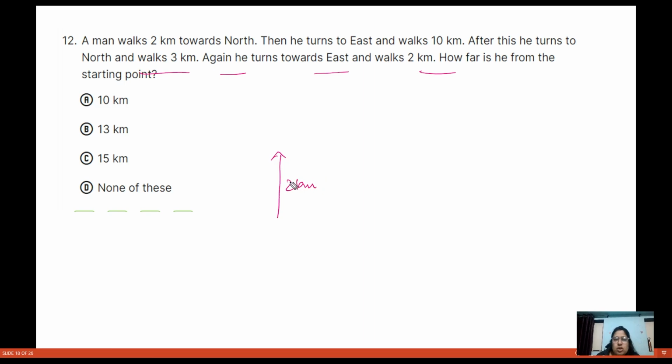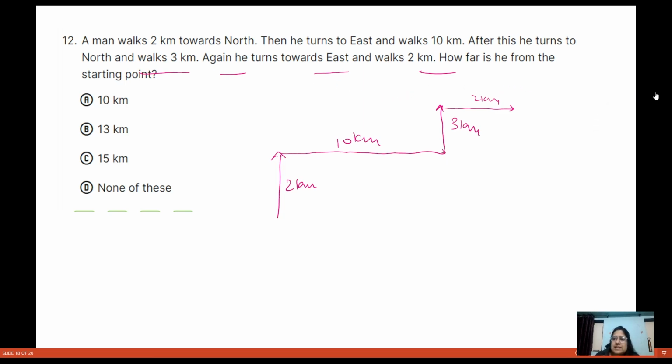Okay, we made him walk 2 kilometers and then he turns towards the east. East in which direction? This direction only, and he walks 10 kilometers. After this he turns north again and walks 3 kilometers. Again he turns toward east and walks 2 kilometers. How far is he from his starting point?